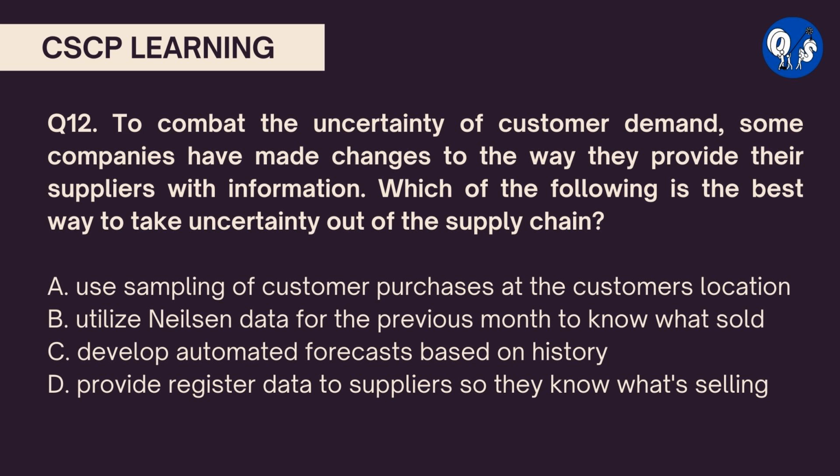Many retailers like Walmart, for example, provide their point of sale data to suppliers so they are able to determine what is actually selling at the store level. This allows the suppliers to make adjustments throughout the supply chain to match the real customer demand.